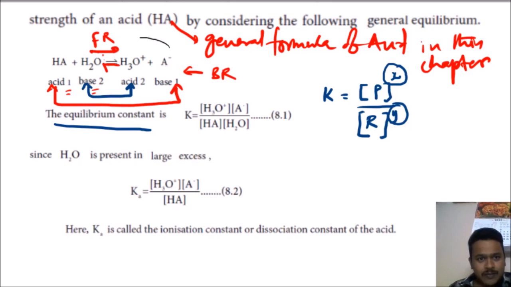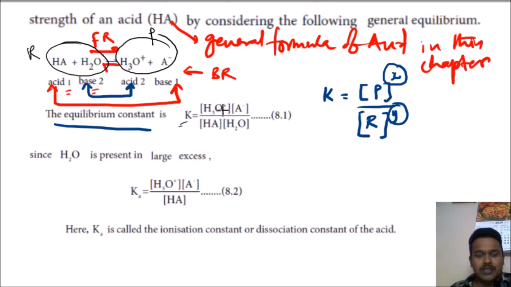What is product? These two are the products. These two are the reactants right here. Equilibrium constant K is equal to products H3O plus and A minus by reactants HA, H2O. Here, what is there? H2O is present in large excess. Whatever the amount of H2O that participates in the reaction is very, very less.